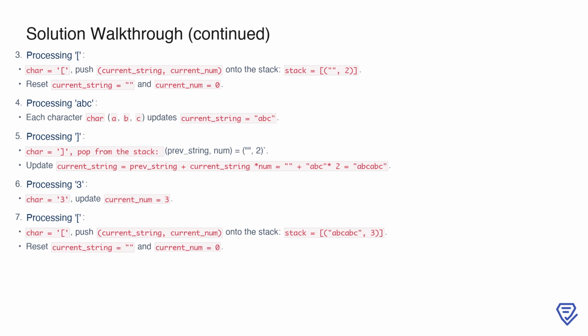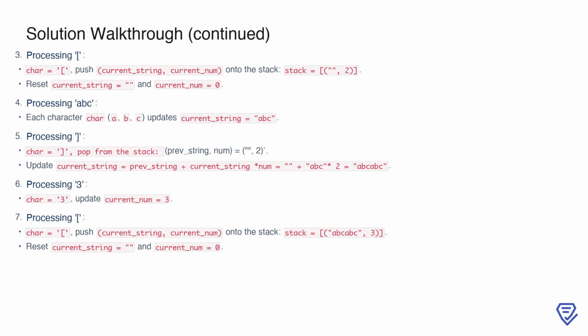Encountering the opening bracket, we push the current string and number onto the stack, which now holds an empty string and the number 2. After resetting the current string and number, we process each letter inside the brackets, building the string ABC. When we encounter the closing bracket, we pop the stack to retrieve the previous string and number, which are an empty string and 2. Using these, we repeat ABC 2 times and append it to the previous string, resulting in ABCABC.